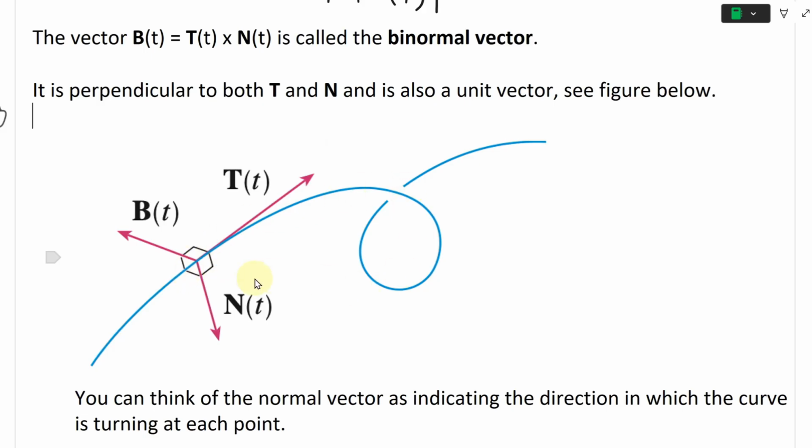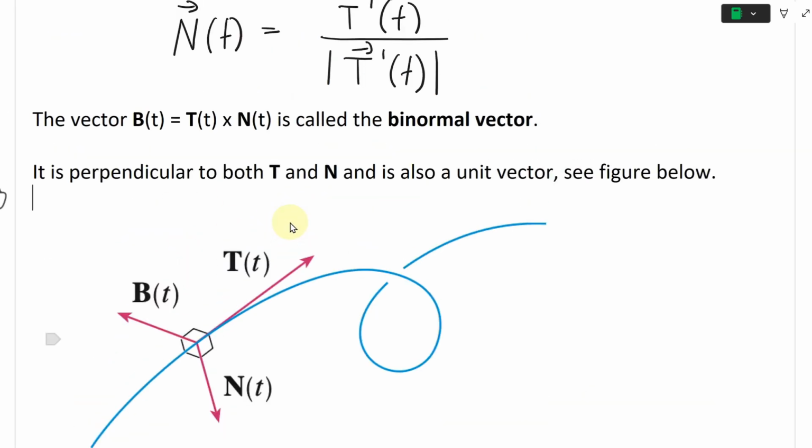So we have this curve, and then we have the unit tangent. This is the normal one. This is the binormal. This is the tangent vector, and all of these are going to be unit vectors.